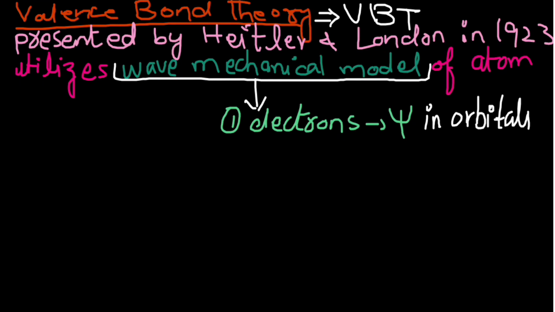Let's talk about valence bond theory, abbreviated as VBT. Valence bond theory was presented by Heitler and London in 1923. This theory utilizes the concept of the wave mechanical model or quantum mechanical model of an atom.